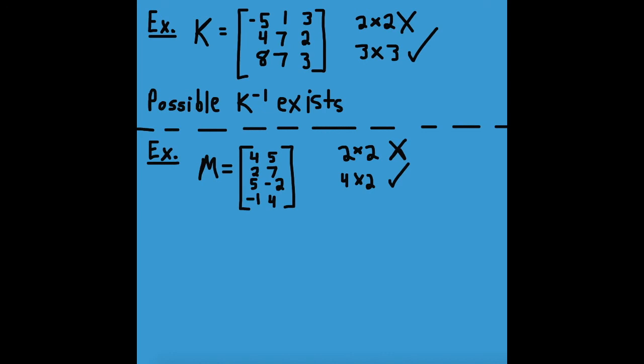In the previous example of the 3 by 3 matrix, there is a possibility of calculating an inverse matrix that we have not learned yet. However, in this example of the 4 by 2 matrix, there is no inverse matrix possible. The inverse of the matrix exists only when the number of rows equals the number of columns.